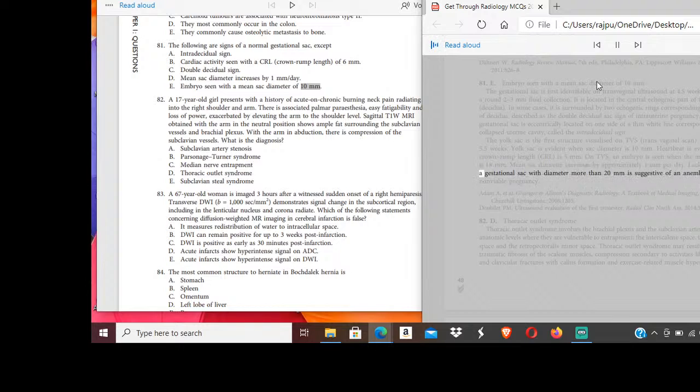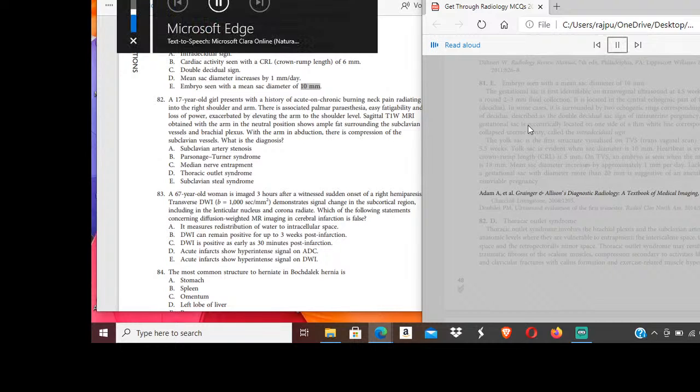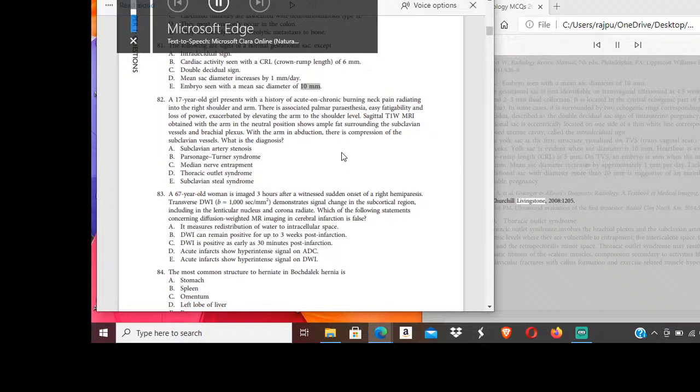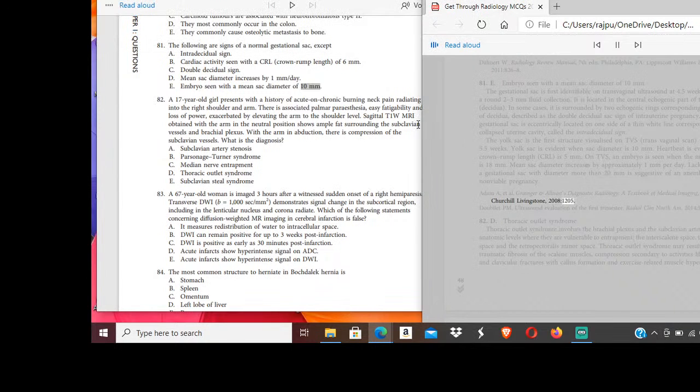Lack of fetal pole in a gestational sac with diameter more than 20 mm is suggestive of an anembryonic or non-viable pregnancy. Adam A., Dixon A.K., Grainger and Allison's Diagnostic Radiology, a textbook of medical imaging, 5th ed. New York, Churchill Livingstone, 2008:1205. Doubilet P.M., Ultrasound Evaluation of the First Trimester. Radiol 10 mm.